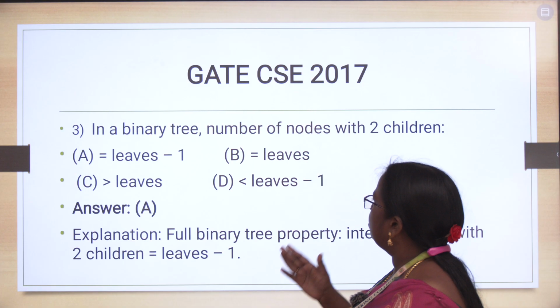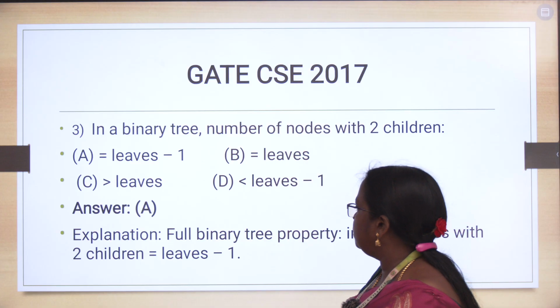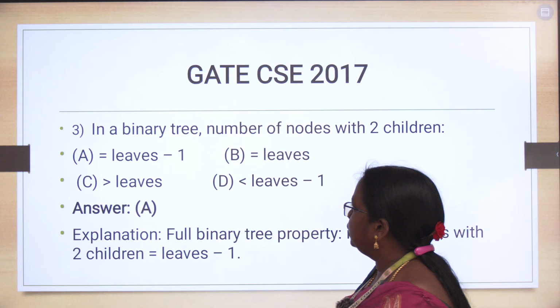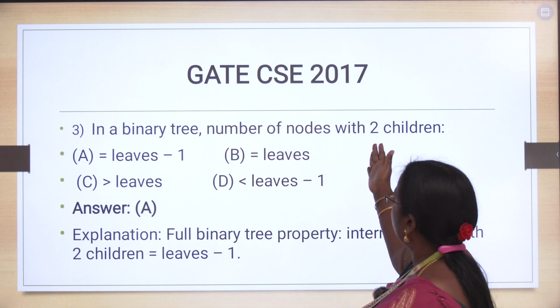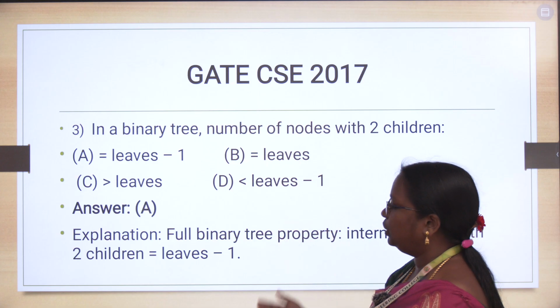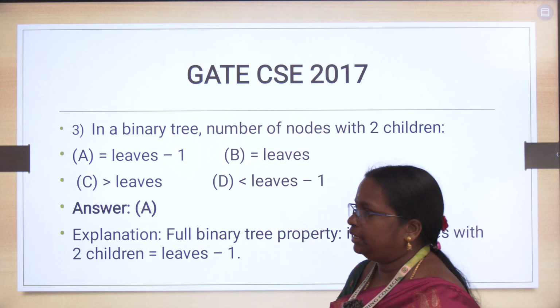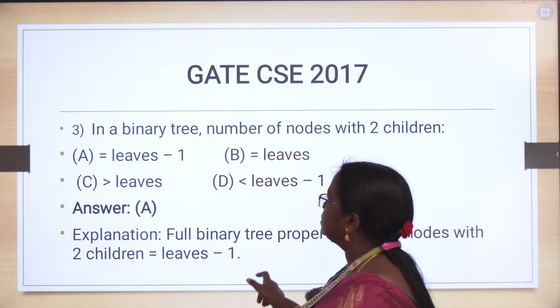Next question: in a binary tree, if the number of nodes with 2 children is given, what will be the answer? That is leaves minus 1. For a full binary tree, the formula is the number of nodes with 2 children equals leaves minus 1. So A is the correct answer.